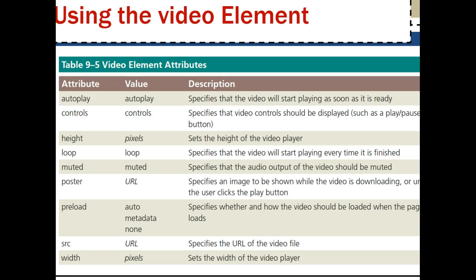So we use the video element to specify a video, such as a movie clip or other video stream, on our web page. And again, we need to have the attributes. So this table shows the list of attributes and values that can be used with the video element. This is kind of the same as the audio element, except we have the width of our videos, and that could be set in pixels as well.